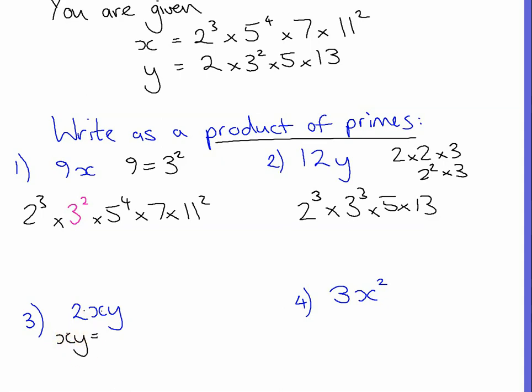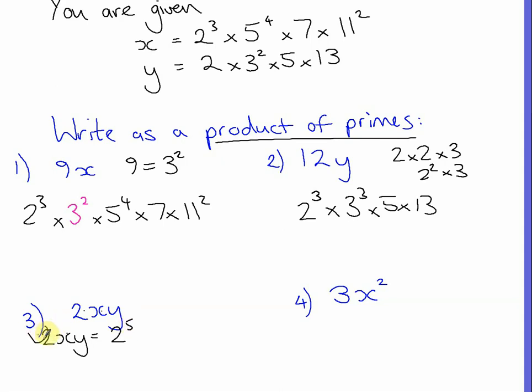Okay, so let's times these together. So we've got 2 cubed times 2. So that's 2 times 2 times 2 times 2, and that's 2 to the power of 4. Do you know what? I can do this at the same time. And another 2. So it's 2 to the power of 5. So here we've got 1, 2, 3, 4, and we're also timesing it by 2 again, so 5.